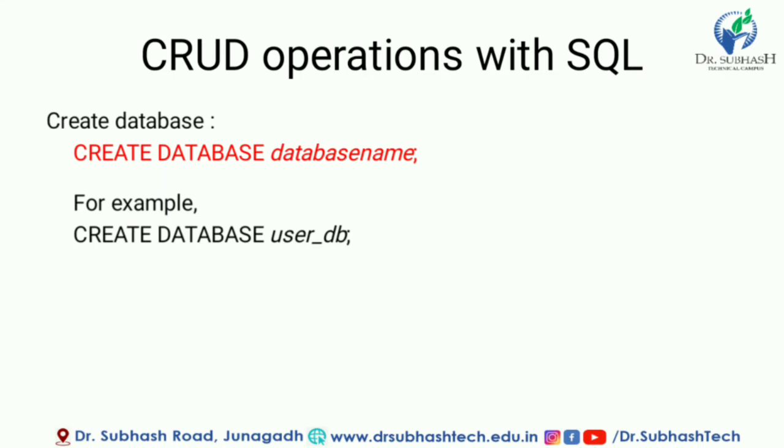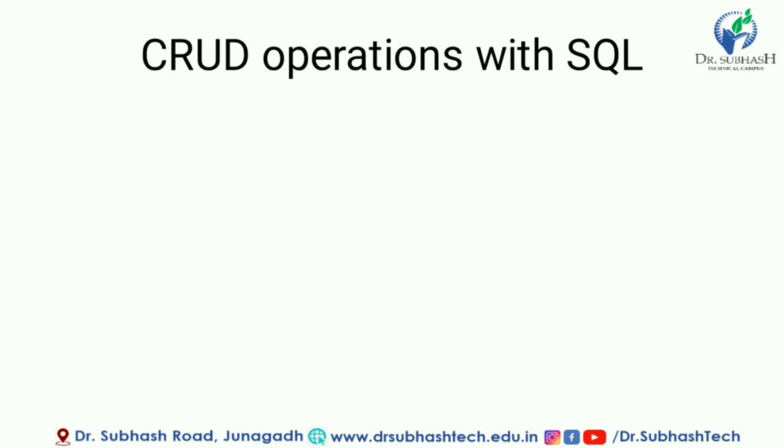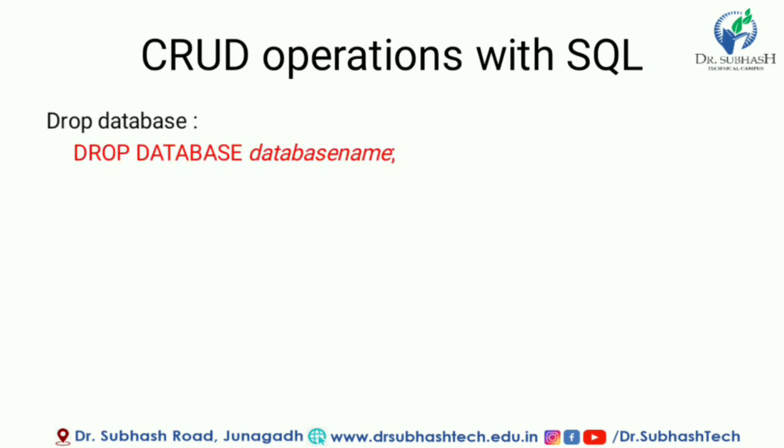After this we will see the query for dropping the database, meaning deleting the database. For this we have the query drop database name. Here, instead of database name, you can give the name of the database which you want to drop. For example, drop database user_db. By executing this query, user_db will be deleted, meaning dropped. So this is the query for dropping the database.